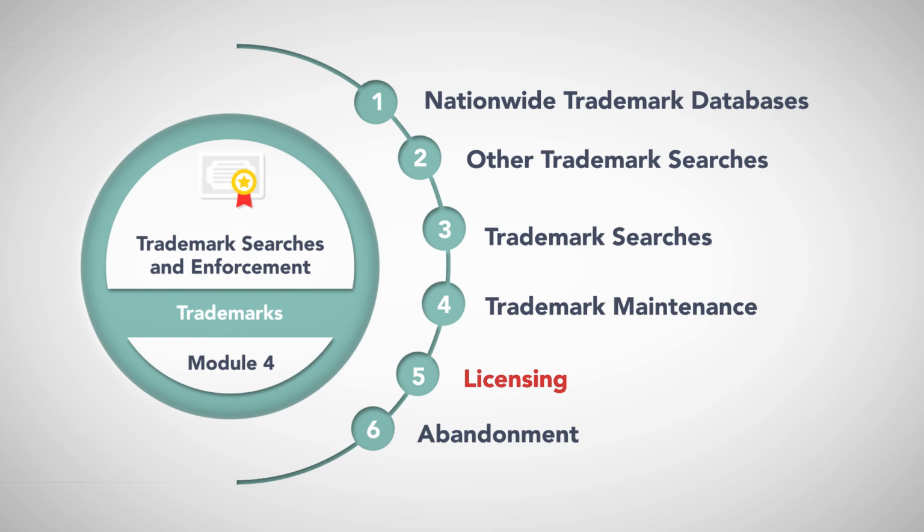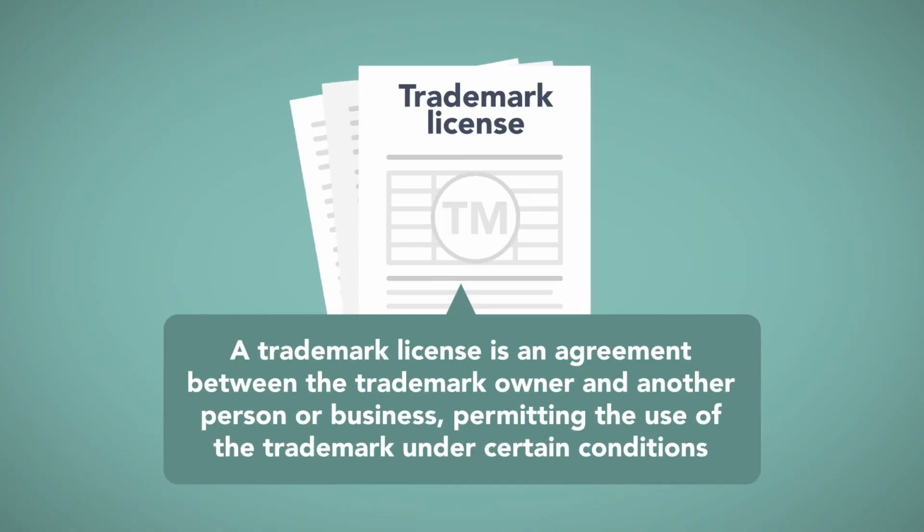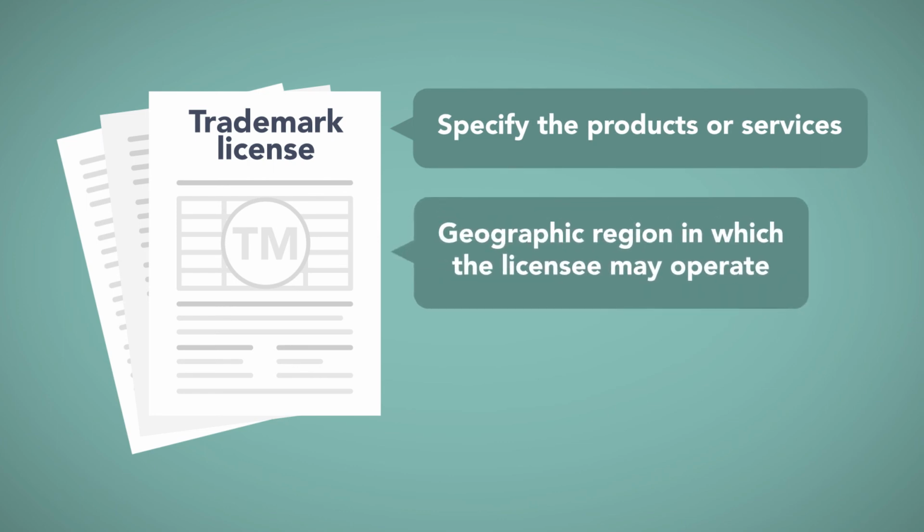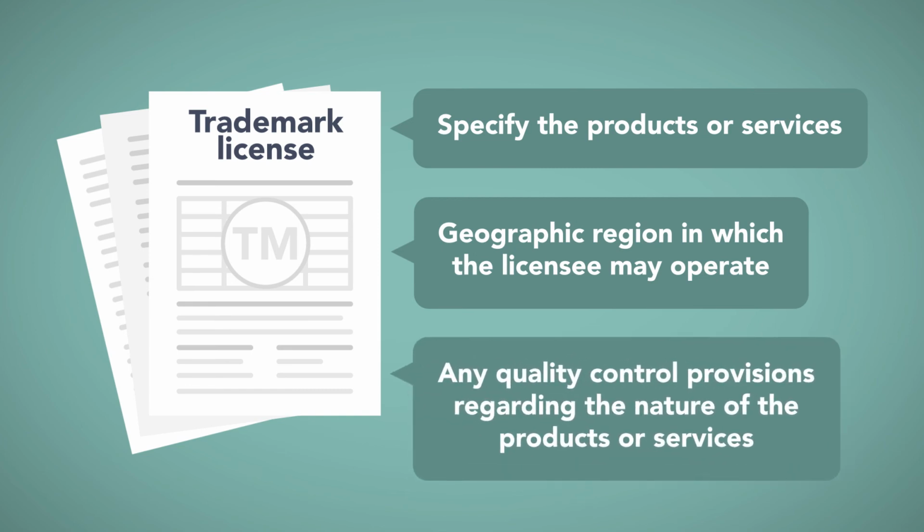Licensing. A trademark license is an agreement between the trademark owner and another person or business, permitting the use of the trademark under certain conditions. The license agreement should specify the products or services with which the licensed trademark may be used, the geographic region in which the licensee may operate, and any other quality control provisions regarding the nature of the products or services.